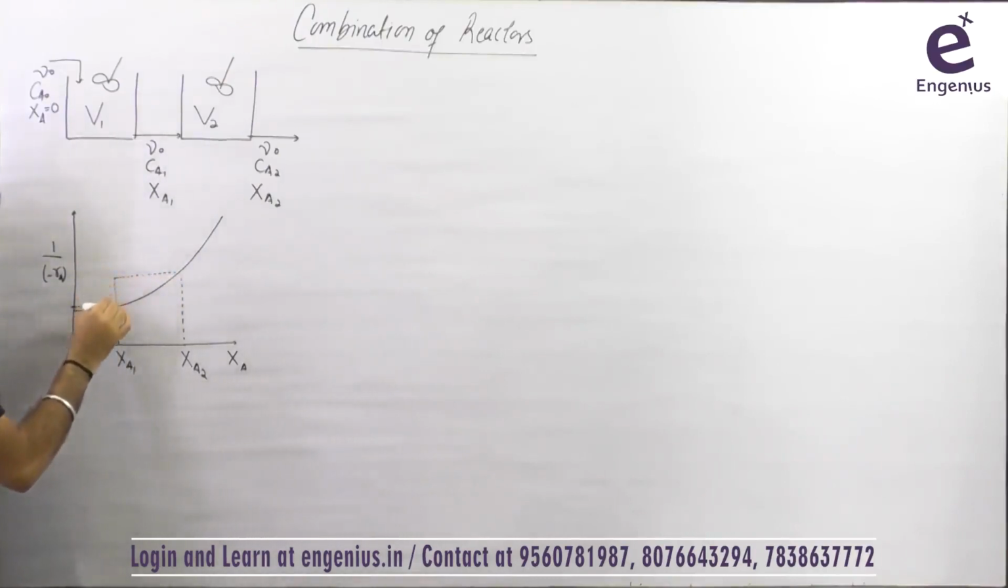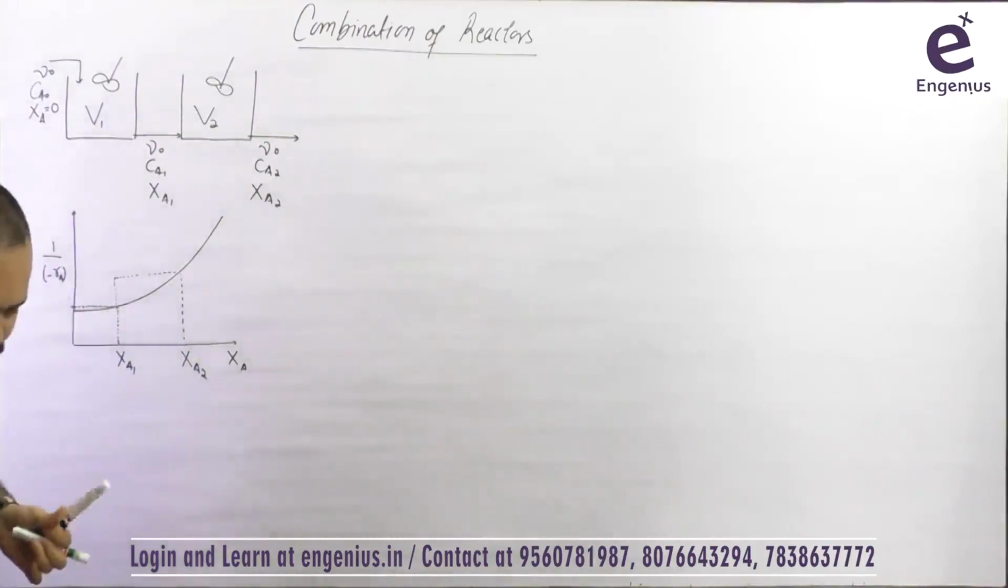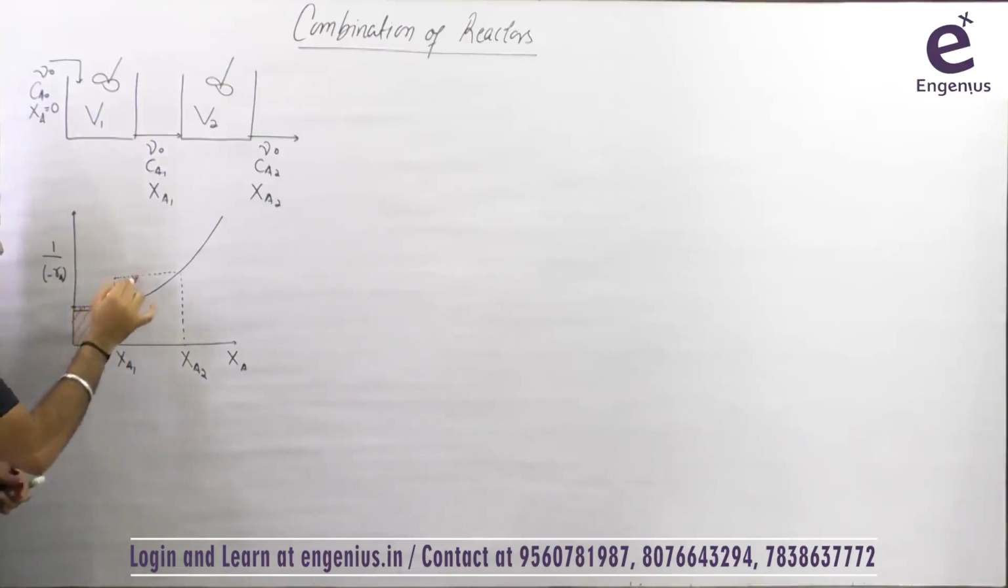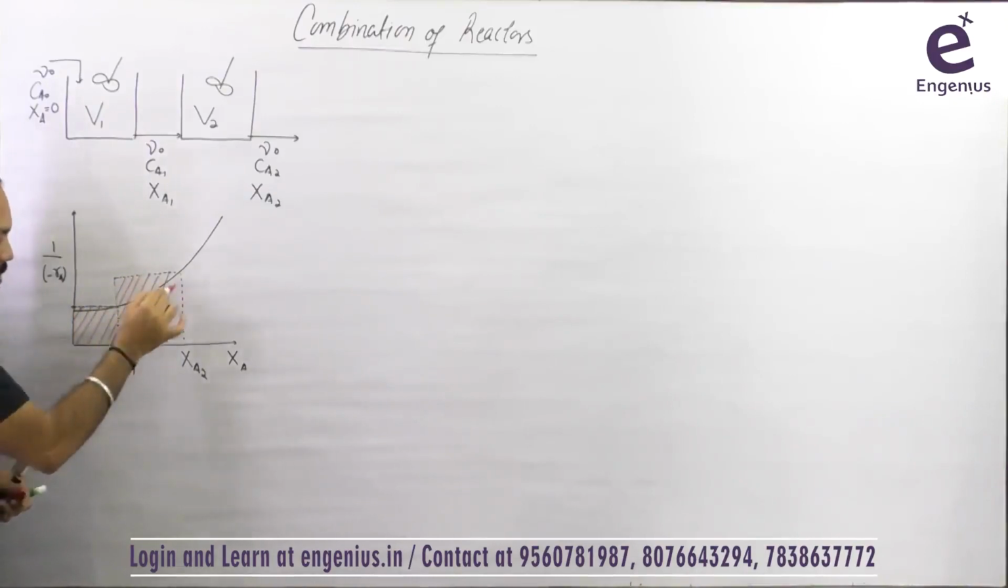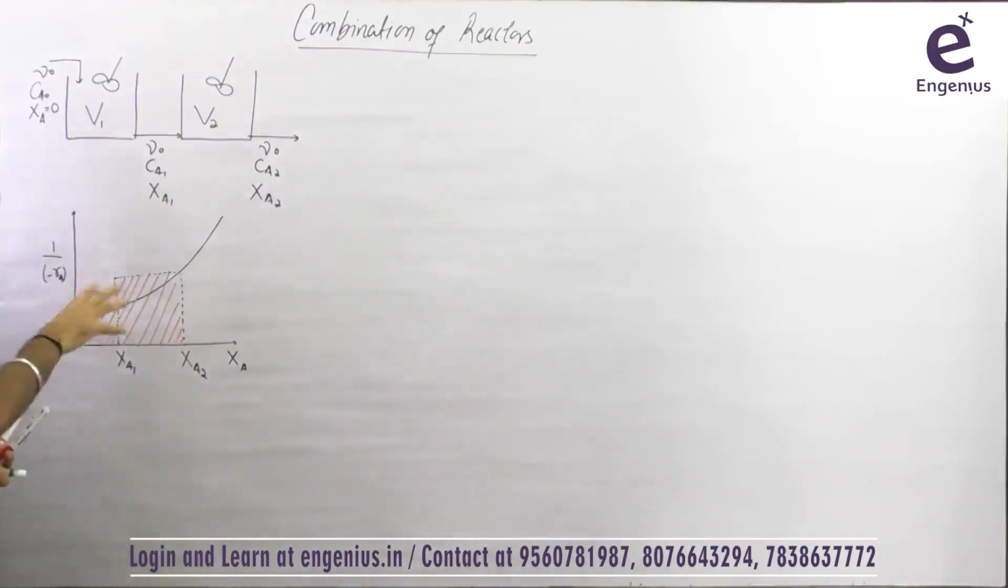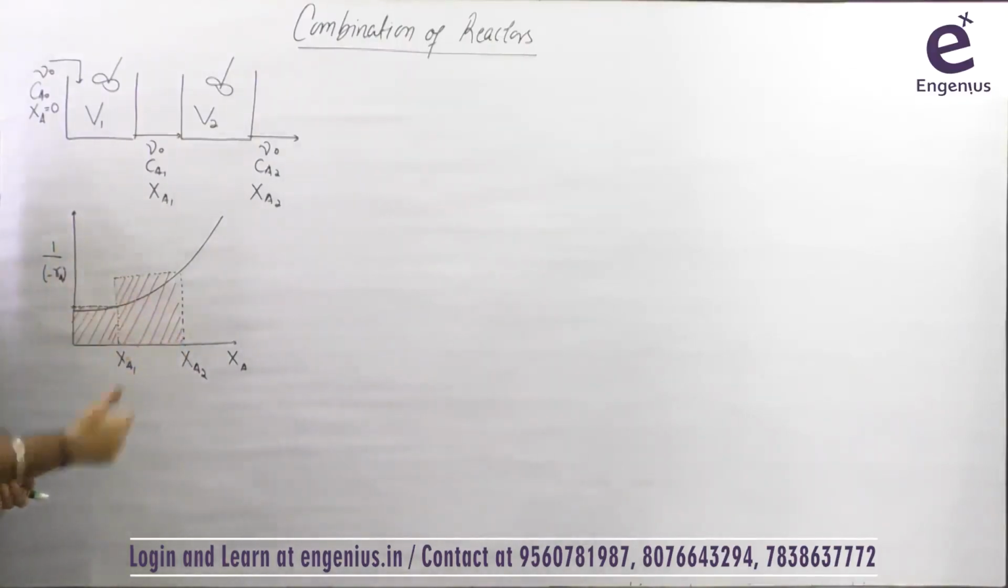This is how you represent the volume of the two CSTRs used here, right? So let us shade it. This is the area representing the volume of the first CSTR, and this is the area representing the volume of the second CSTR. Definitely, if you add more CSTRs, I can represent the volume of the reactors like this.